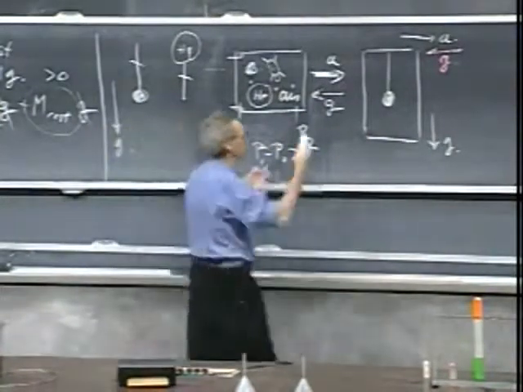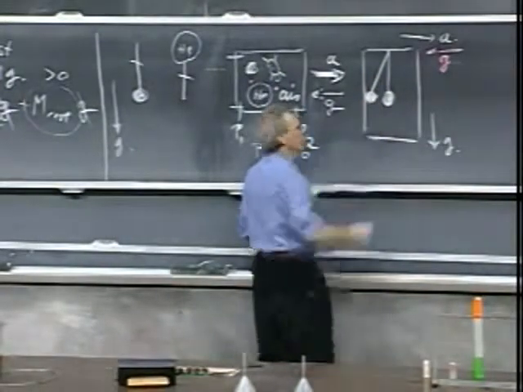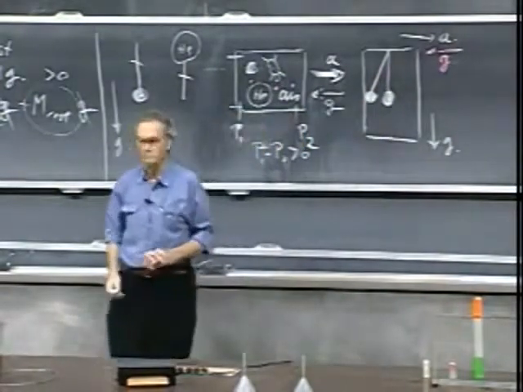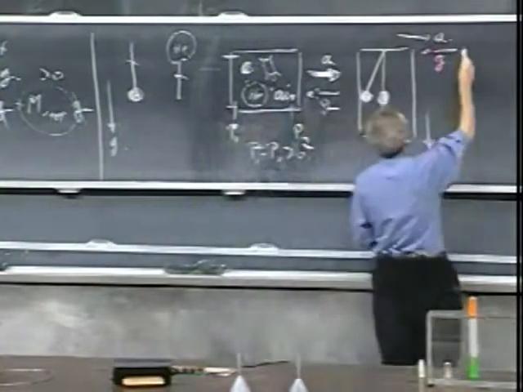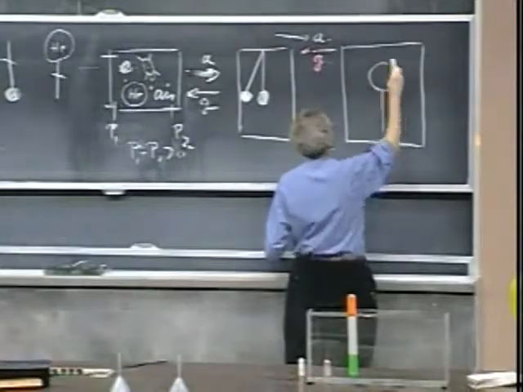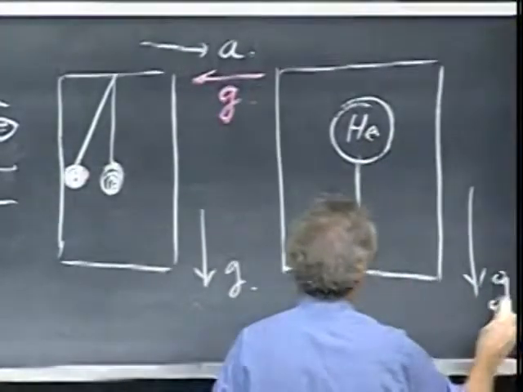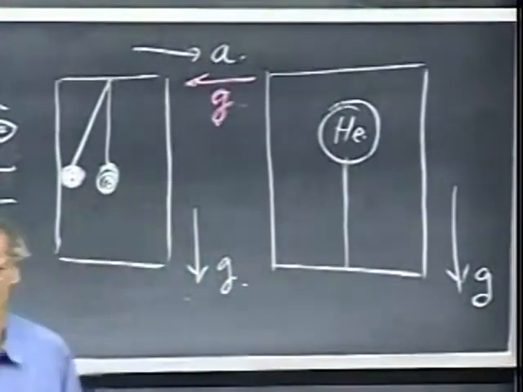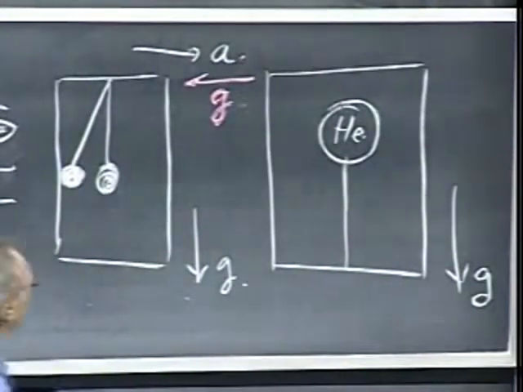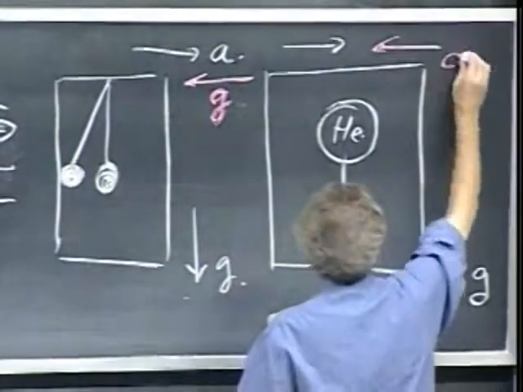It's very clear, very intuitive. No one has any problem with that. The string will do this. Now I have a balloon here. Helium. There's gravity in this direction. That's why the balloon wants to go up. It opposes gravity. I'm going to accelerate the car in this direction. I introduce perceived gravity in this direction.